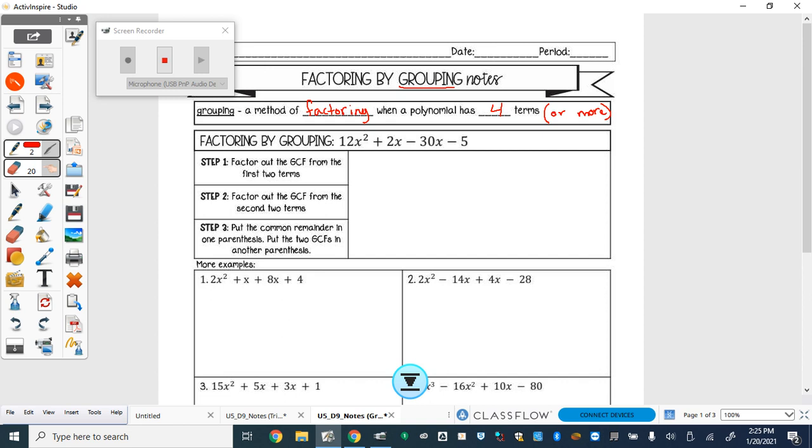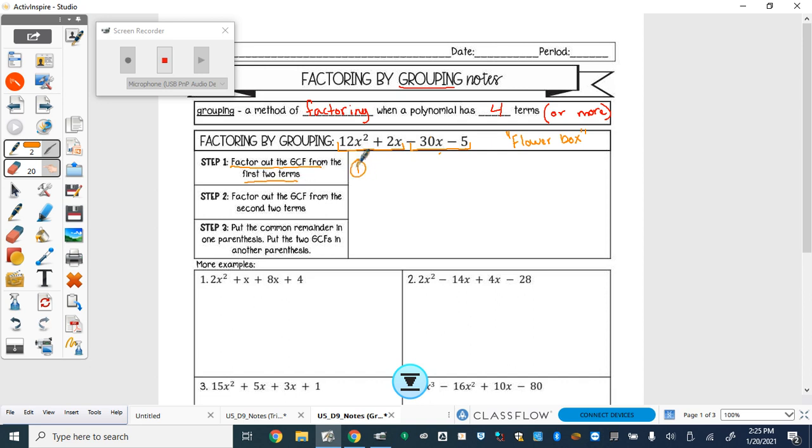So what we're going to be doing with factoring by grouping is you're going to take the polynomial that you have with 4 terms or more, and you're going to group the first 2 terms, and you're going to group the second 2 terms. I generally use some kind of representation showing that I'm grouping them. Some teachers refer to this as the flower box method, because this looks kind of like a flower box with the flowers coming out of it. So you're going to factor out the GCF from the first 2 terms.